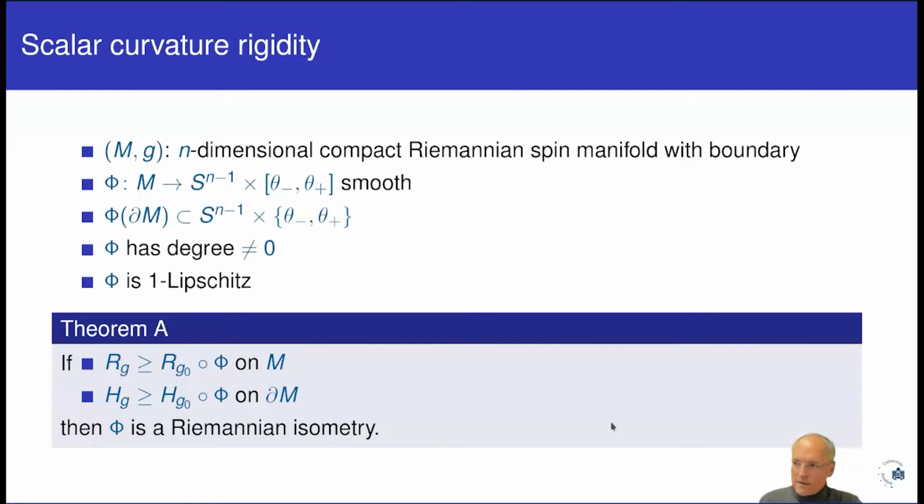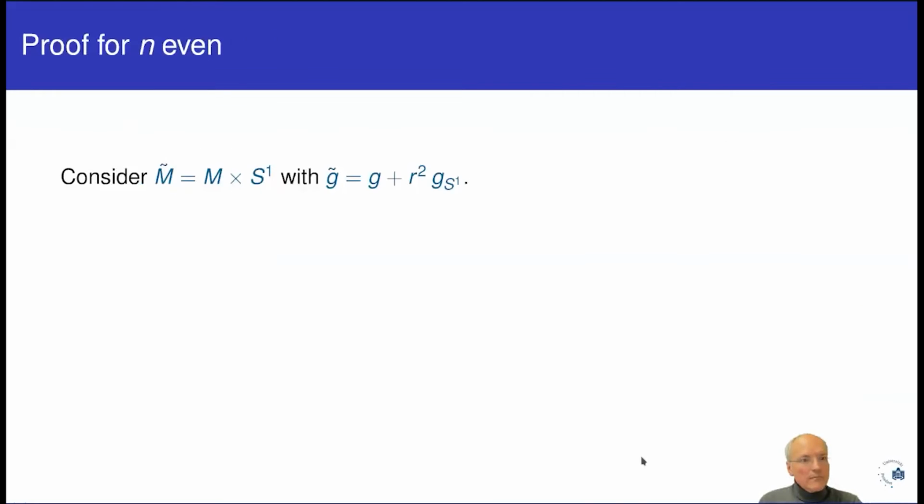So that's the first theorem. And yeah, let me say something about the proof, how this is being done. I will restrict myself to the case that the manifold is even dimensional, because that's the more interesting case. If n is odd, the proof is simpler, but I would like to show you the extra arguments that you need in order to treat the even dimensional case.